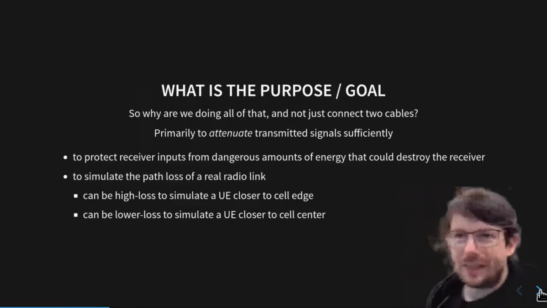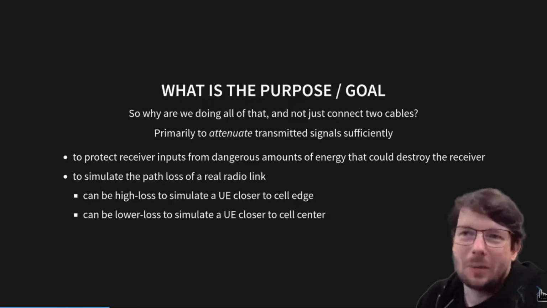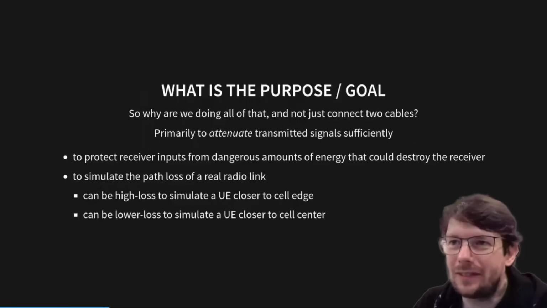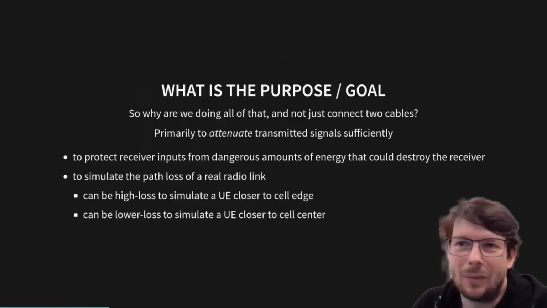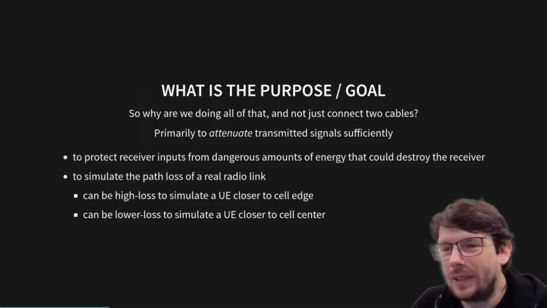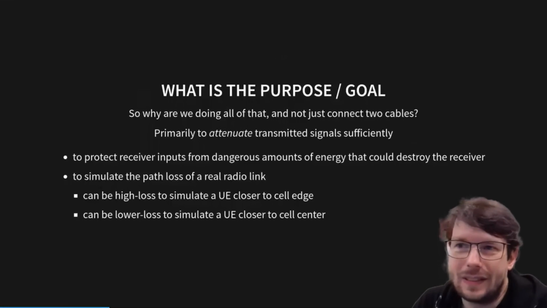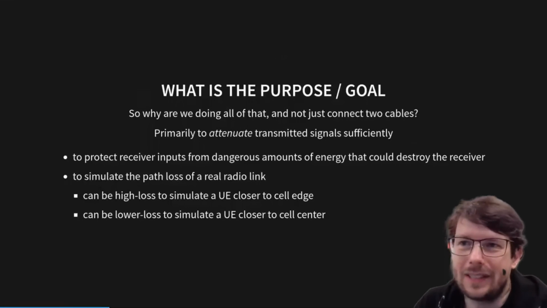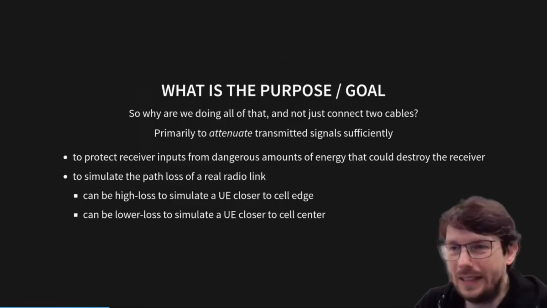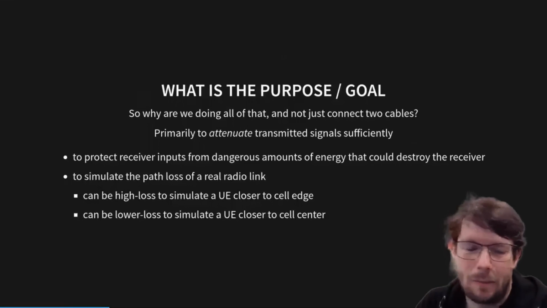The other reason: there is a minimum level of attenuation you need to protect the receiver, because the receiver is very sensitive and your transmitter often has tons of energy. But beyond the protection, it's also useful to be able to attenuate the signal more or less in order to simulate a UE close to the cell edge, meaning far away, which is a high loss, means high attenuation, or a UE that's close to the base station, close to the cell center, which means you need less loss or less attenuation in your setup.